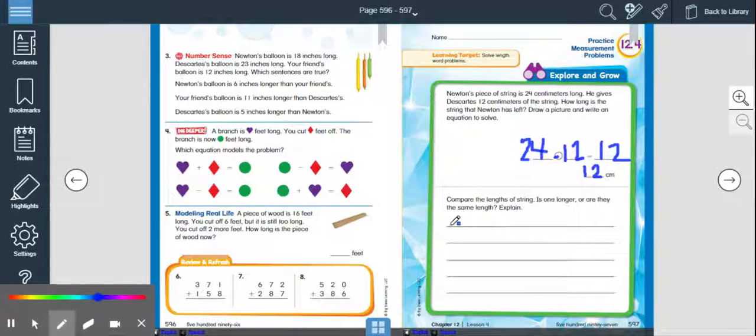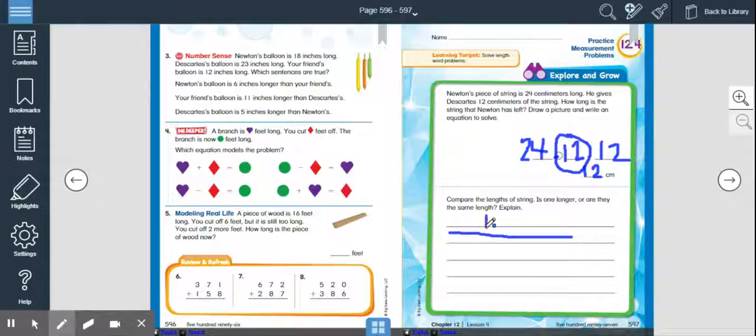Well, boys and girls, we know that Newton started with 24, but he gave away 12. So if we have a string that is 12 centimeters long that he gave away, and we are left with 12, we know that 12 is equal to 12. So think for a moment. If it's equal, is one longer or are they the same?